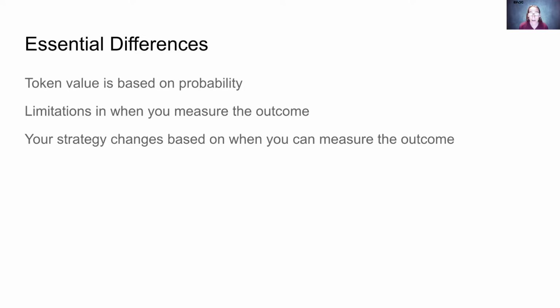And the final one is that based on those limitations of when measurement occurred, it changed the strategy that you used to try to win the game. So how you play is affected not only by the fact that there are probabilities, but also by when you're allowed to measure and find out what that result of the measurement is.